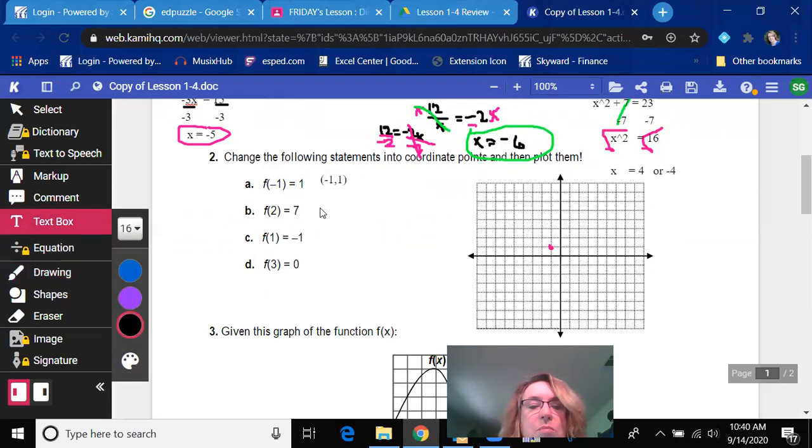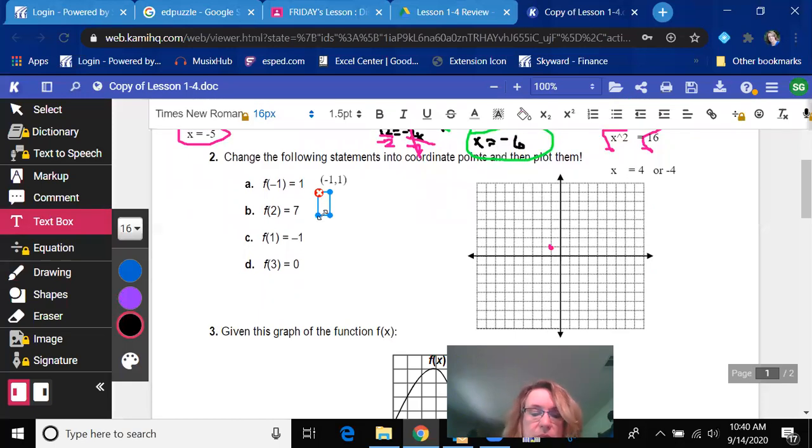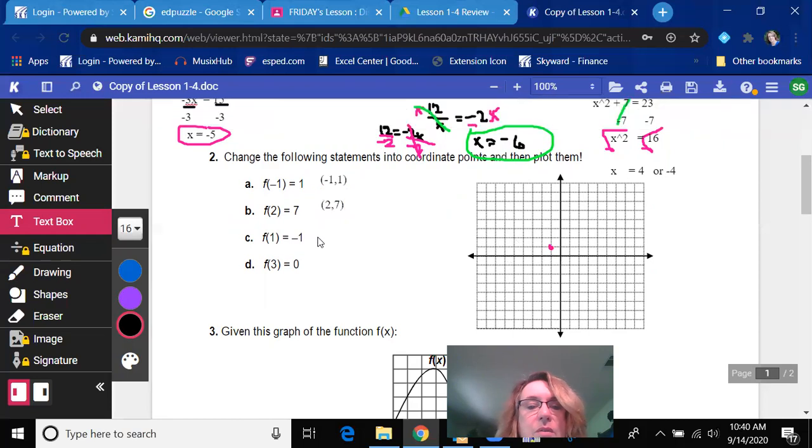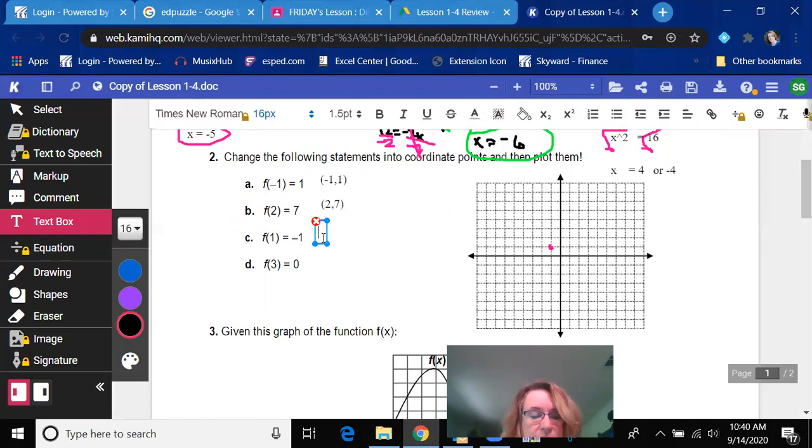So what would be the coordinate point for B? 2, 7. Yes, 2, 7. And let's do all of them. What about this one? 1, -1. Yeah, and here we're using parentheses because the parentheses tells me that the first one is an X and the second one is a Y. And so it's specifically when you have 2 numbers with parentheses, it's a point.